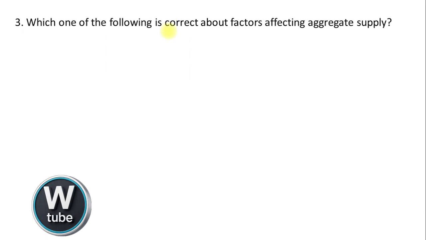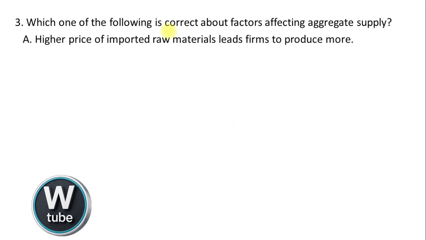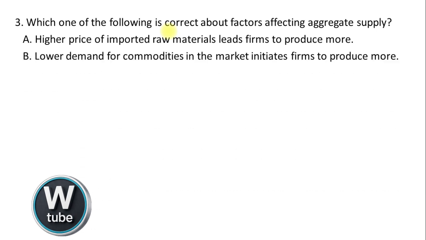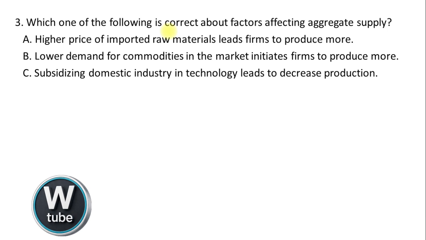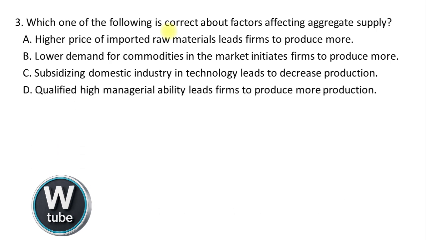Question number 3. Which one of the following is correct about factors affecting aggregate supply? A. Higher price of imported raw materials leads firms to produce more. B. Lower demand for commodities in the market initiates firms to produce more. C. Subsidizing domestic industry in technology leads to decreased production. D. Qualified higher managerial ability leads firms to produce more.